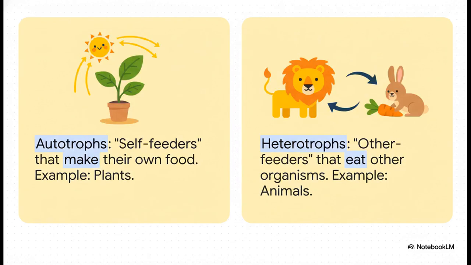Okay, another super important difference is how living things get their fuel, their energy. You have the autotrophs, which literally means self-feeders. These are the amazing ones, like plants that can make their own food from scratch using sunlight. Then there's everybody else. We're the heterotrophs, or other feeders. We can't make our own food, so we have to eat other organisms to get energy. And right there, you've got the absolute foundation of every food chain on the planet.